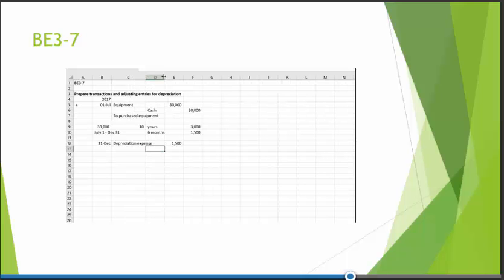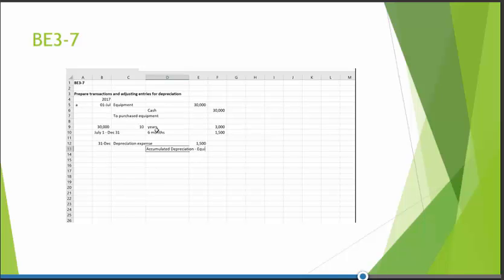So on December 31st, when I'm preparing my adjusting entries, I'm going to show that I've used up half a year of the equipment. So I'm going to debit depreciation expense for $1,500, and I'm going to credit an account called accumulated depreciation equipment for $1,500. We don't actually put depreciation into the actual equipment account. We use a contra account called accumulated depreciation.